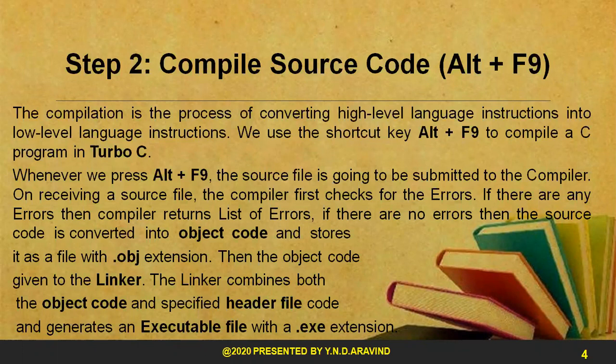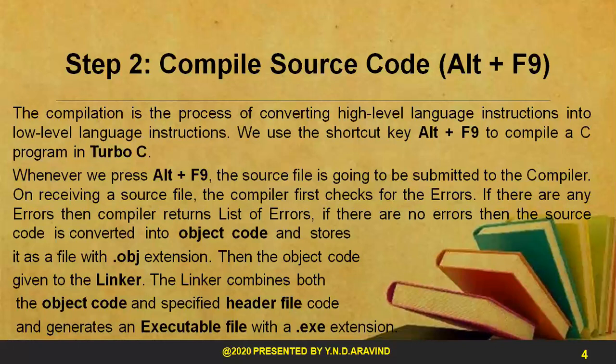Then the object code is given to the linker, and the linker combines both the object code and the specified header file code and generates an executable file with a .exe extension. So here the compilation is a process of converting the source code into object code, and this can be done with the help of the compiler. The compiler checks the source code for syntactical or structural errors, and if the source code is error free, then it generates the object code.